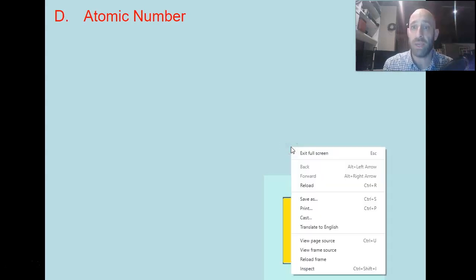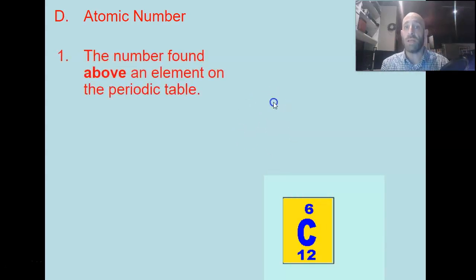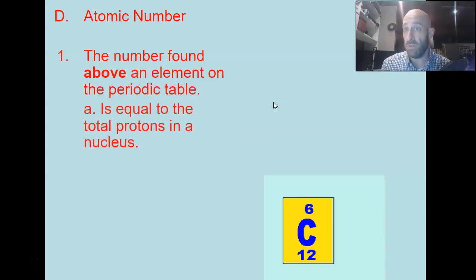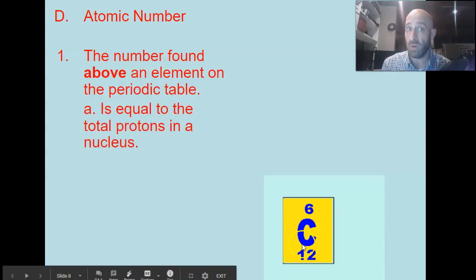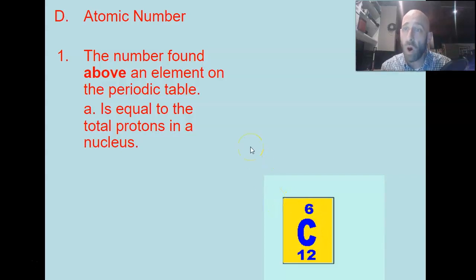So what does that atomic number mean? Well, essentially, it's the number that's found above. So you're always going to see it above the symbol. So for carbon, it's above it. And it's always, always, always going to be equal to the number of protons. So what determines the atomic number is a very simple answer. It's the number of protons. And if it has 6 protons, its atomic number is 6.